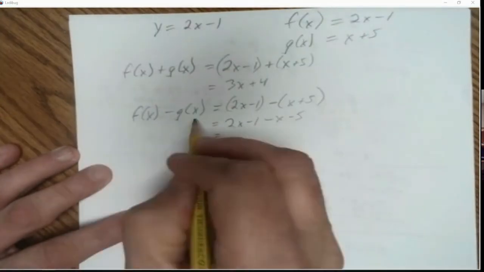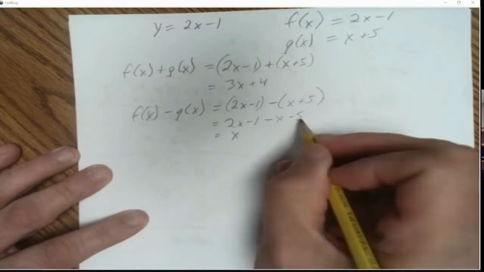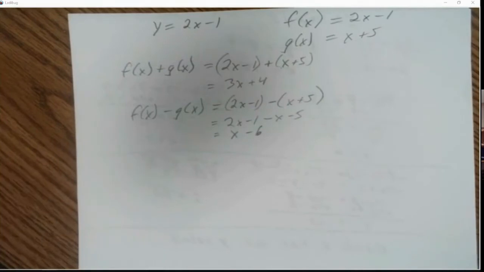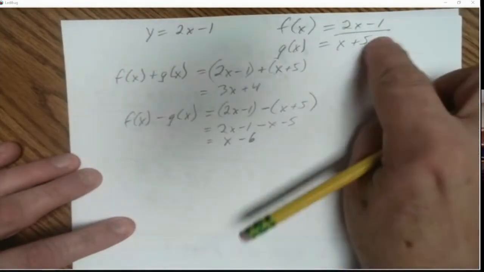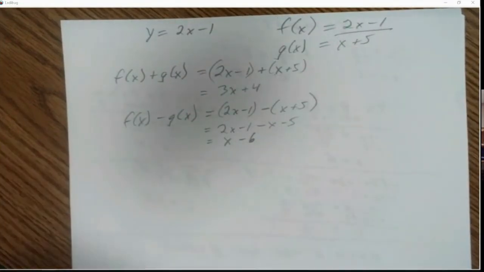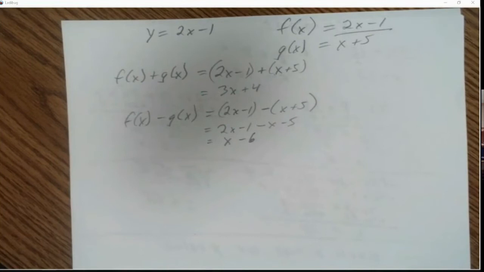So f of x minus g of x becomes 2x minus 1 minus x plus 5, which is x minus 6. And we can multiply and we can divide. If we divide, it ends up just being 2x minus 1 divided by x plus 5. If we multiply them, we end up with a quadratic equation because we'd have 2x minus 1 times x plus 5. We would distribute parentheses and do all of that.